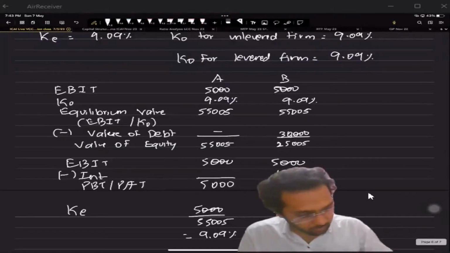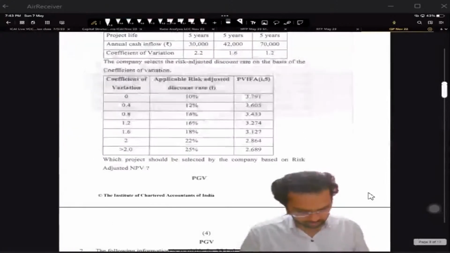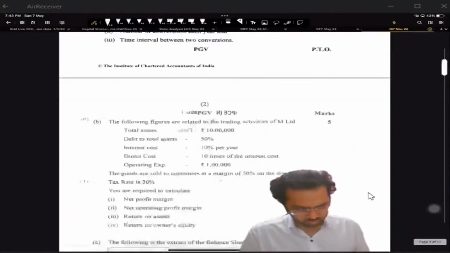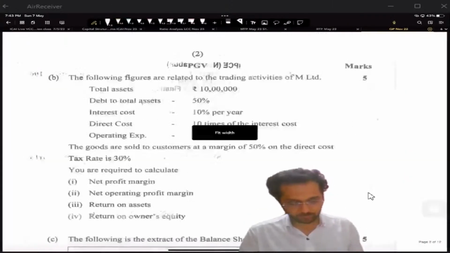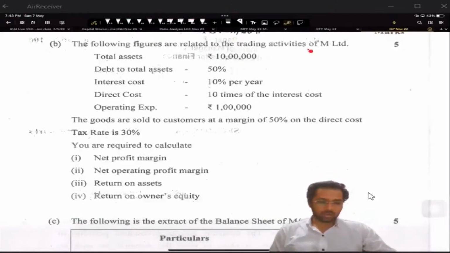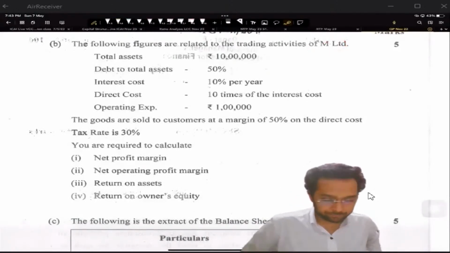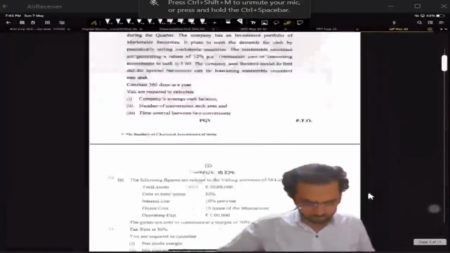Okay, that's the equilibrium price. Then one question that we had from here, it was in the ratio part. Yeah, this one. Following figures are related to the trading activities of M Limited. This is question number 1B, I suppose.